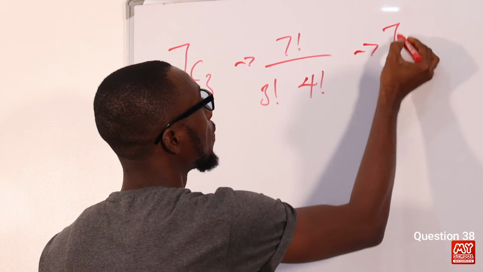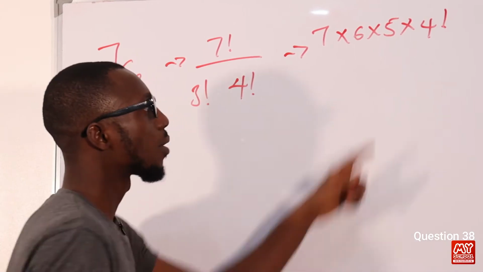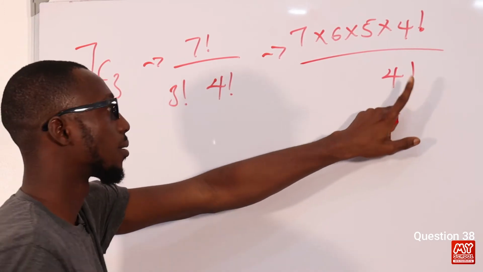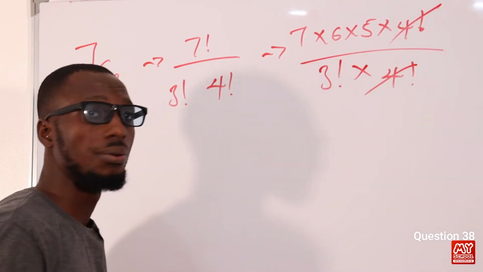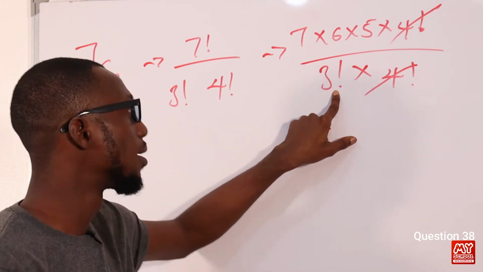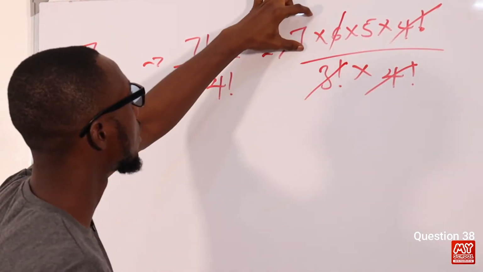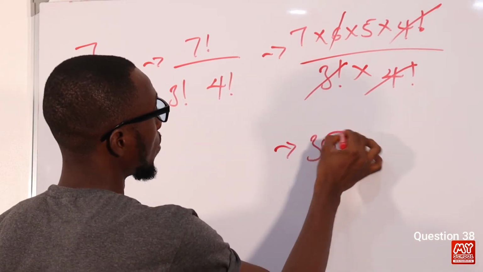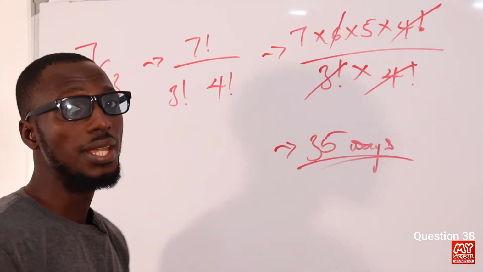So you can say 7 factorial is 7 times 6 times 5 times 4 factorial. I'm stopping at 4 factorial because we have 4 factorial underneath. So instead of expanding this, we'll just stop here so that we can have a shorter route in tackling this question. 3 factorial is 3 times 2 times 1. 3 times 2 is 6, 6 times 1 is 6. So this is 6, this is 6, so this strikes out this. I'm left with 7 times 5, that is 35. So that means we are talking about 35 ways. So there are 35 ways to select 3 girls from 7 girls.